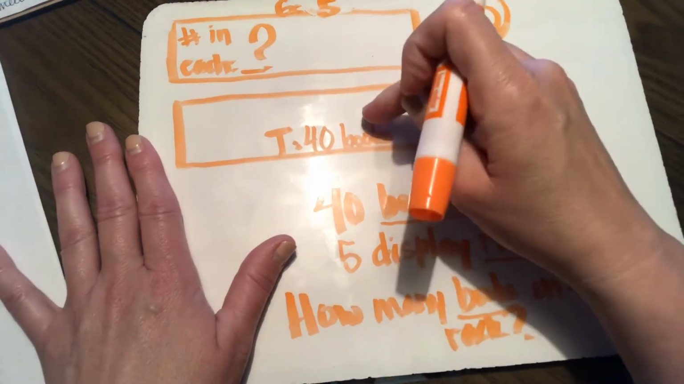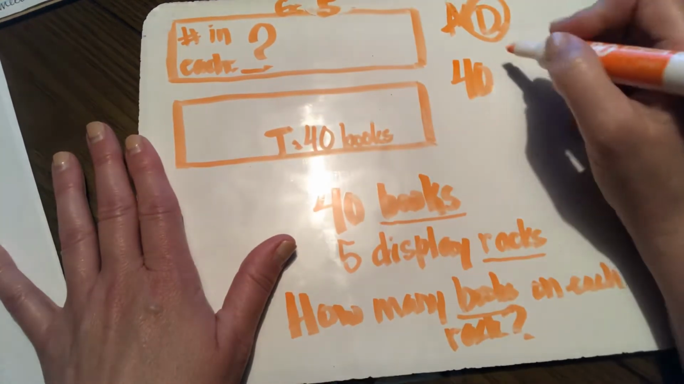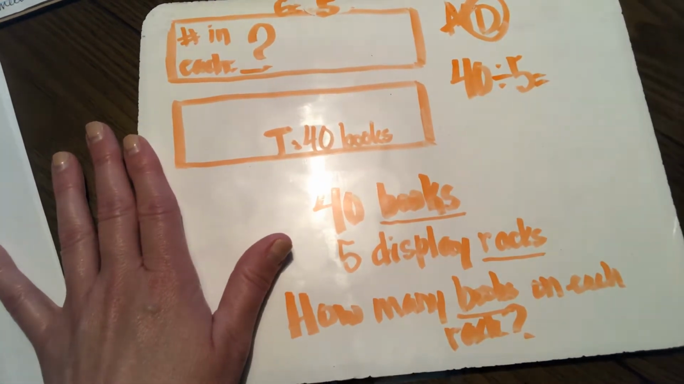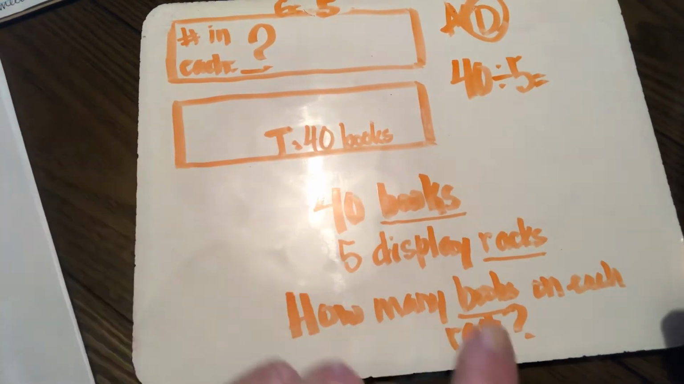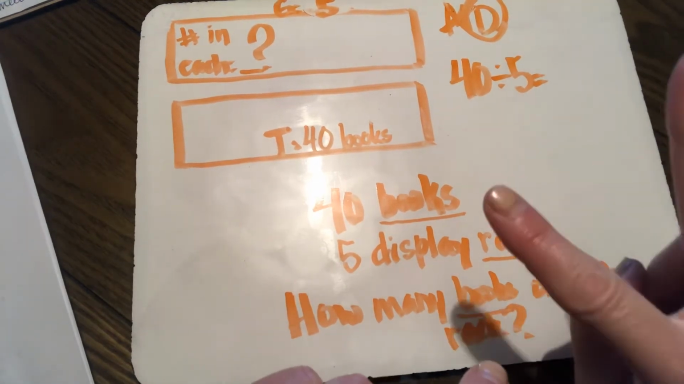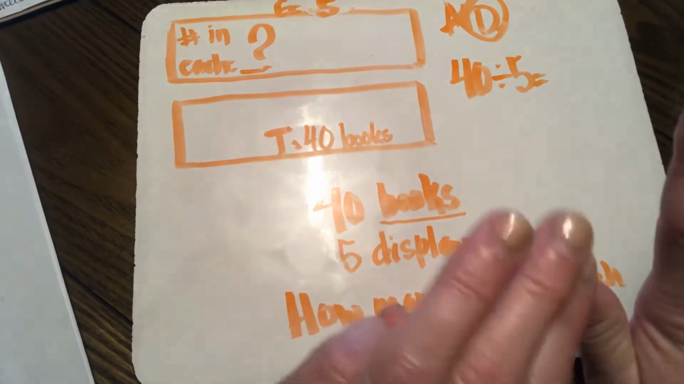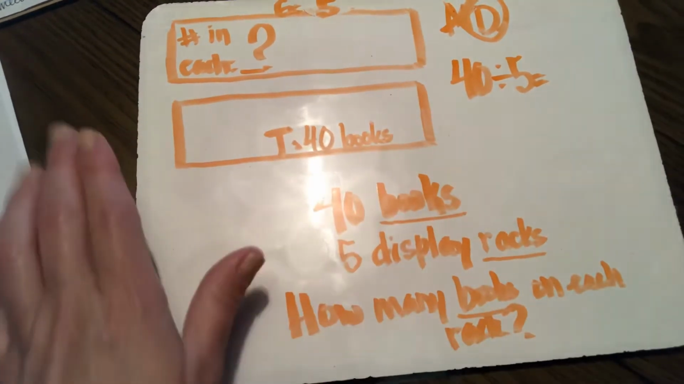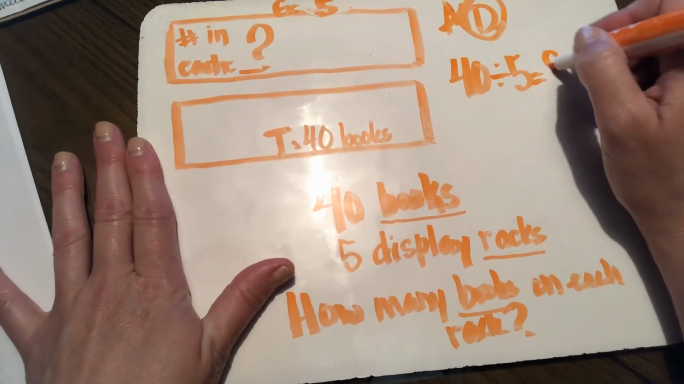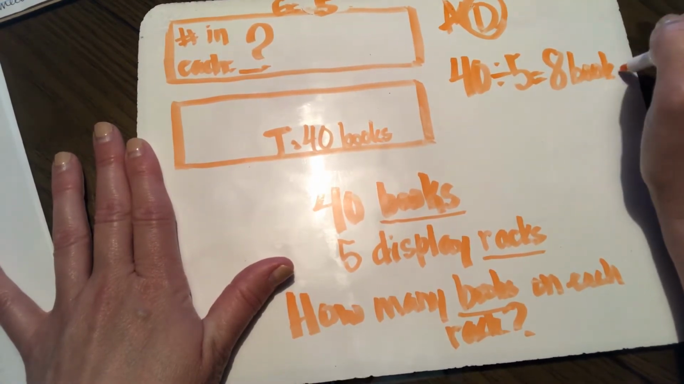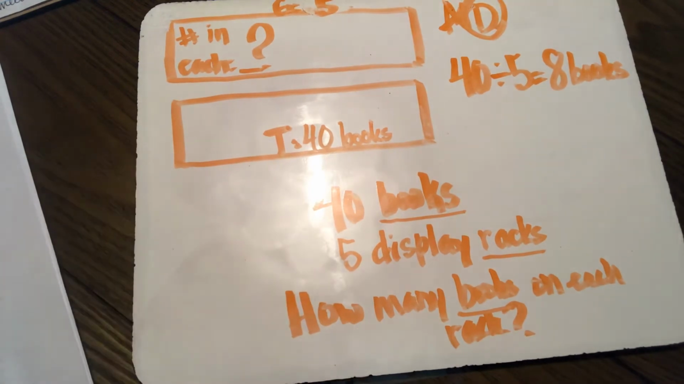So because we've got our total and we're looking for how many in each, definitely divide. And let's count by 5 to 40. 5, 10, 15, 20, 25, 30, 35, 40, 8 books. Nice job, boys and girls, nice job.